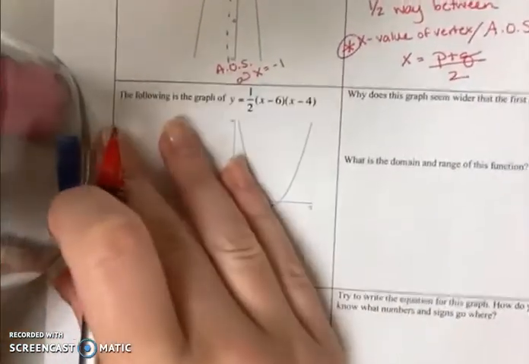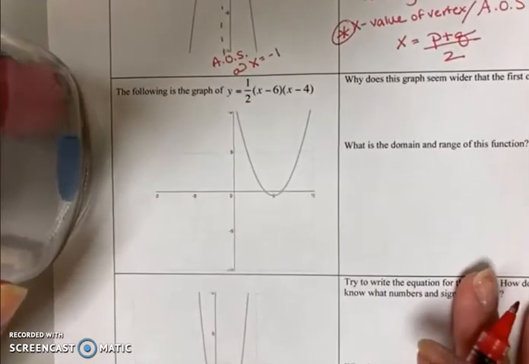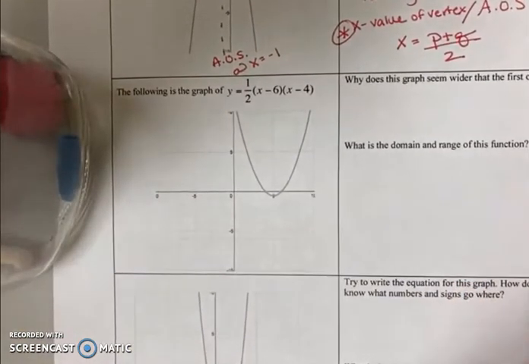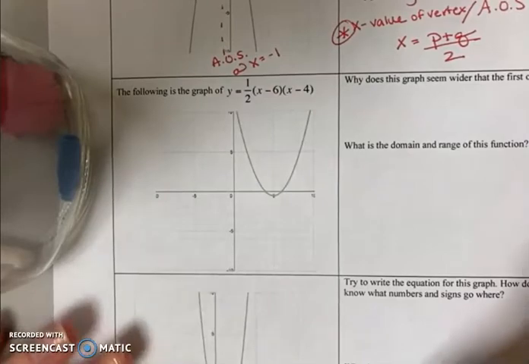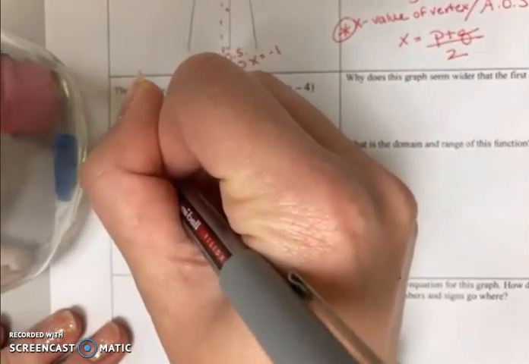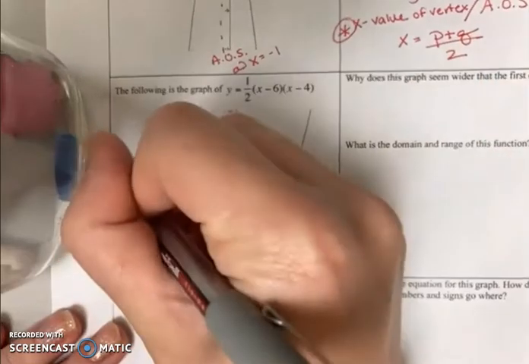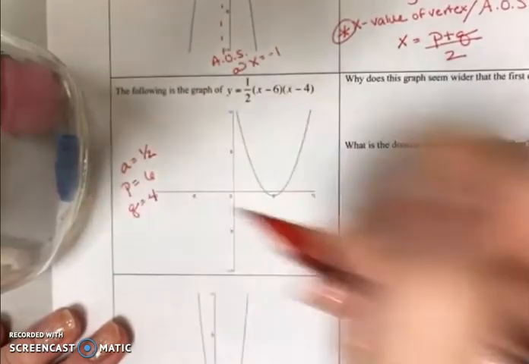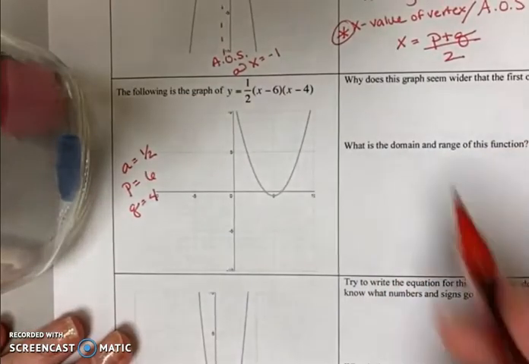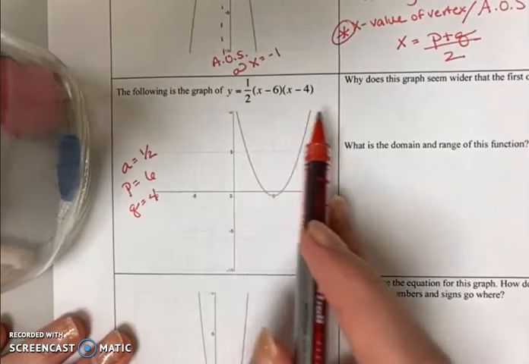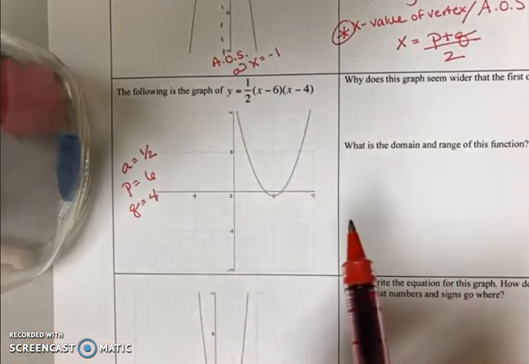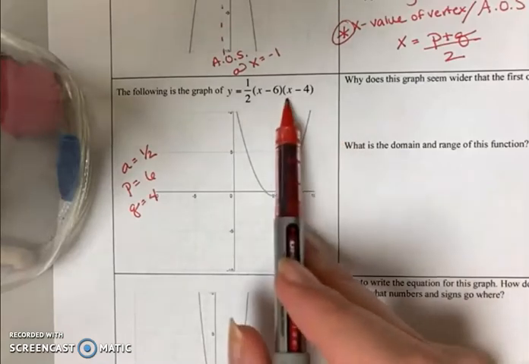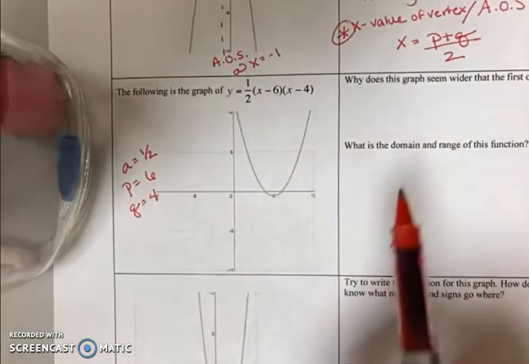Okay, it says the following is the graph of the equation y equals 1/2 times (x - 6)(x - 4). Before I even look at anything else, I want to identify what a, p, and q would be. So a is 1/2 because that's a number out front. P is a positive 6 and q is a positive 4. Again, that's because of the x minus p, x minus q in the general equation.